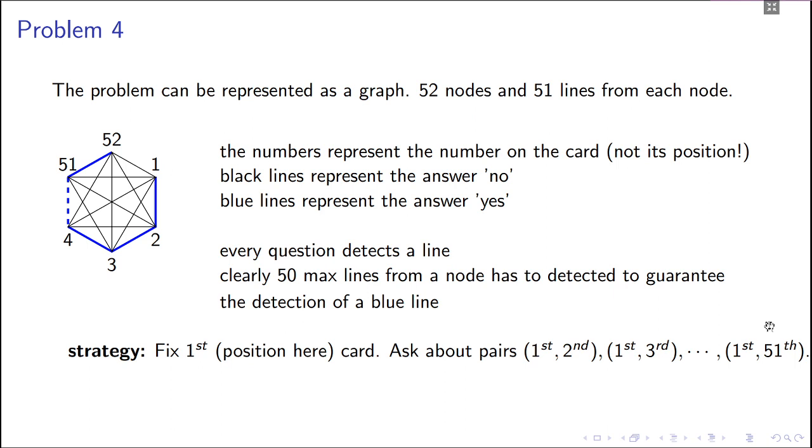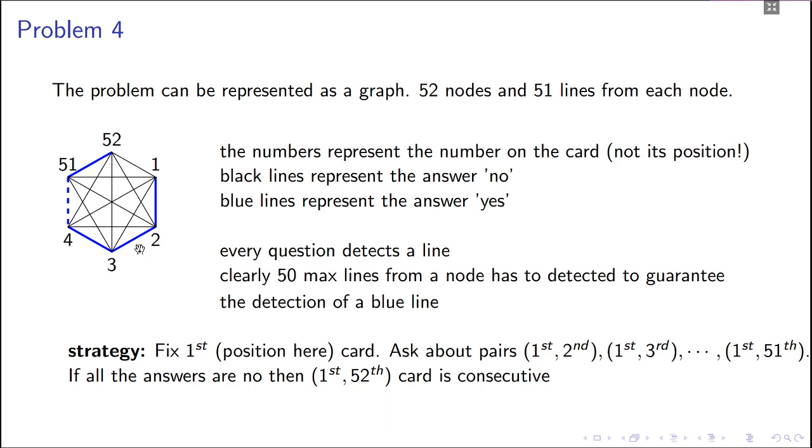So that's a simple problem, but you should know how to make the graph. You can make it with respect to the position, and also with respect to the numbers that are actually on the card. If you do the first one, the problem is very difficult to solve. If you do the second one, then the problem is actually quite easy. So if the answers to all of them are no, then of course you know that the first and the last card are consecutive.